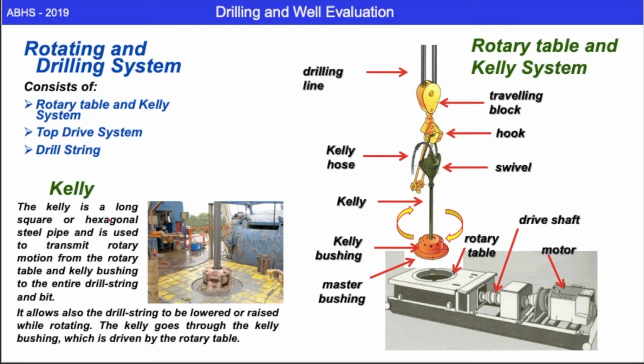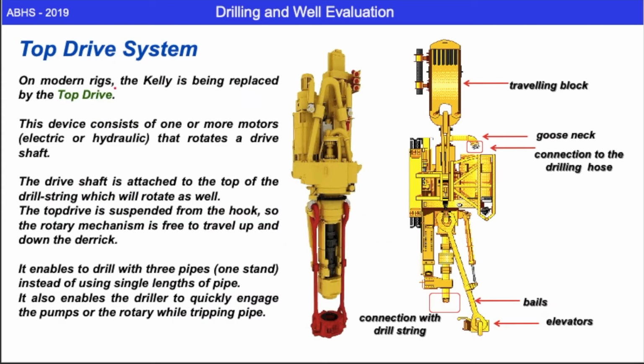The Kelly is a long square or hexagonal steel pipe and is used to transmit rotary motion from the rotary table in order for us to actually turn the drill. It helps to ensure the motion is going around in the correct motion. It also helps us to lower or elevate the drill string after we have finished with the drilling process. In some modern rigs, the Kelly is being replaced by the top drive.